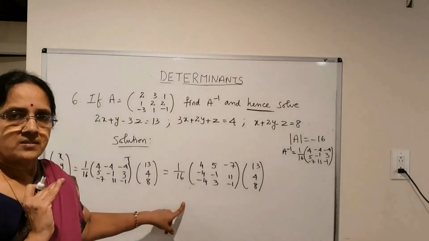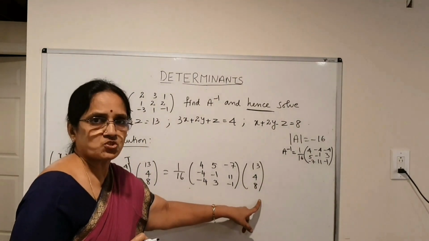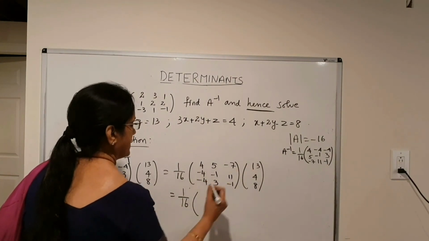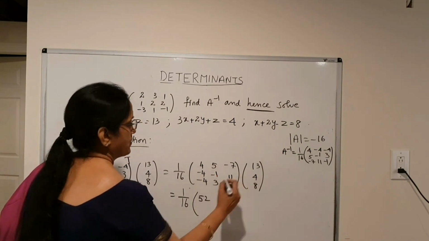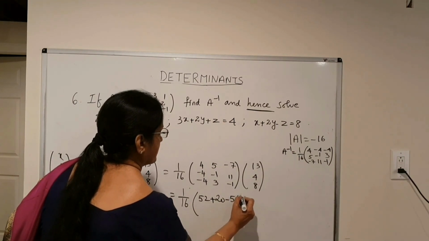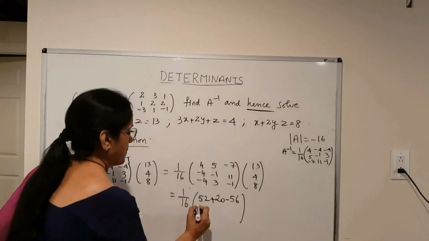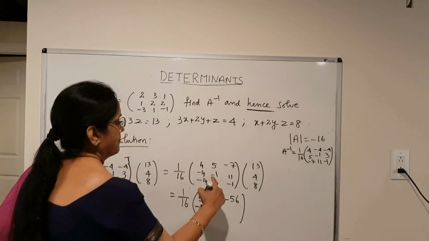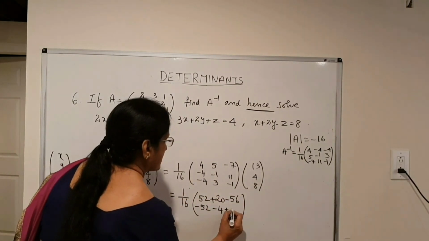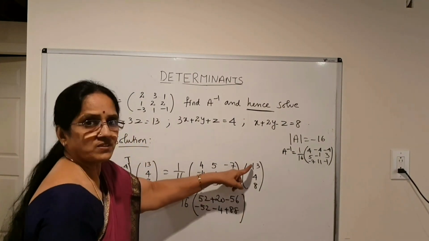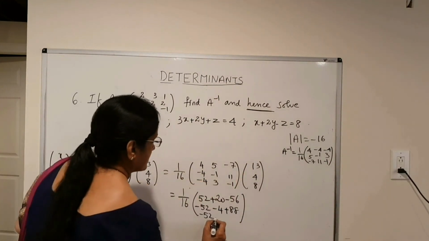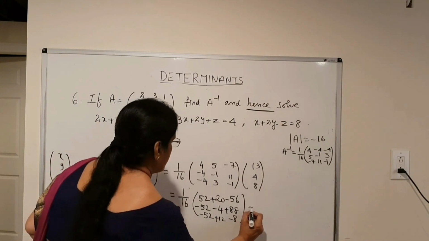Now what will I be getting? I need to multiply these two matrices. I will be getting 1 by 16 into 4 into 13, 52. 5 into 4, 20. Minus 7 into 8, minus 56. Then minus 4 into 13, minus 52. Minus 1 into 4, minus 4. 11 into 8, plus 88. Then minus 4 into 13, minus 52. 3 into 4, plus 12. Minus 8. I need to simplify this.